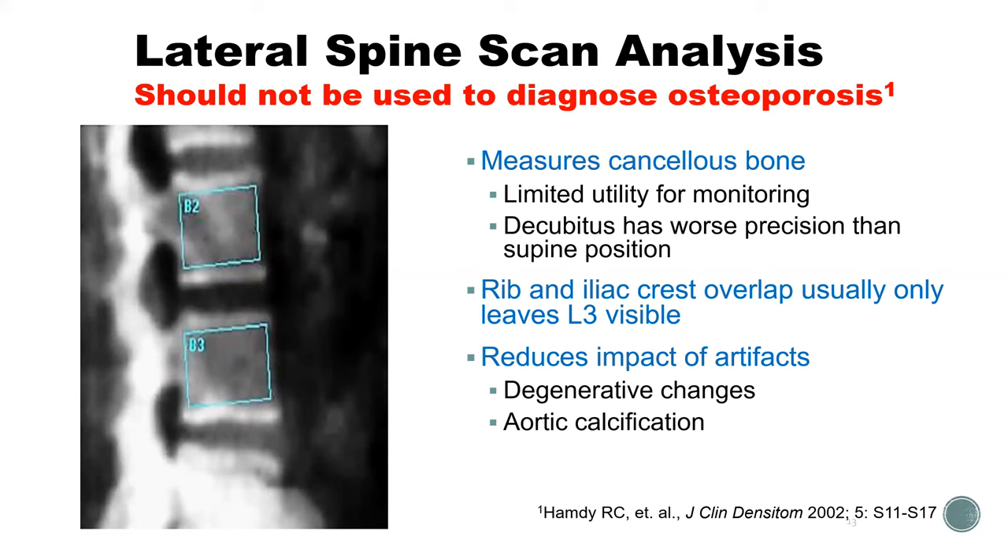Sometimes you will get a result for a lateral spine. Now the lateral spine measures the cancellous bone and it's said to eliminate things like osteophytes and aortic calcification, etc. But because of the way you do the scan, you don't really have many vertebrae to look at, usually about L3 and L2. It does reduce the impact of artifacts like degenerative changes and aortic calcification, but it tends to give you a lower score. And generally speaking, most people would say, do not use the lateral spine to make a diagnosis of osteoporosis because it tends to be lower than the total lumbar spine.